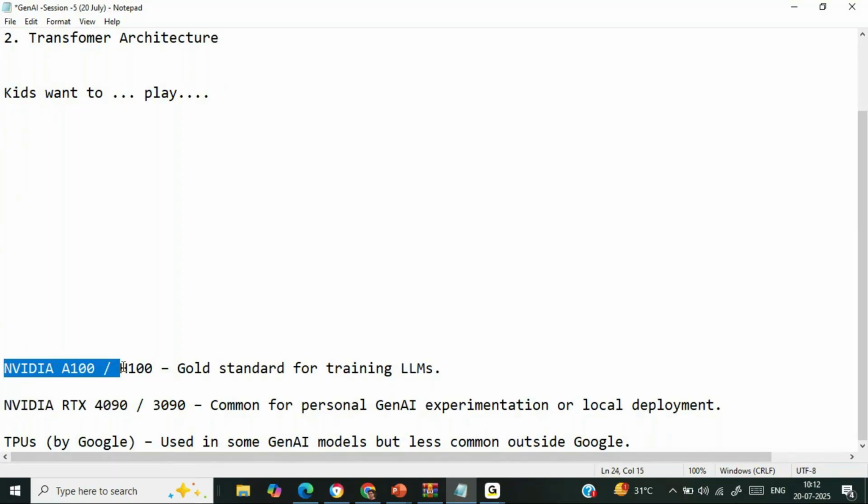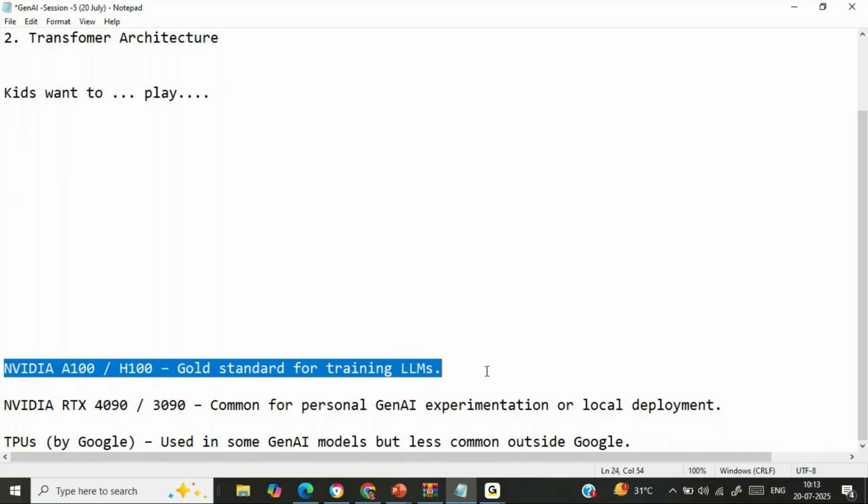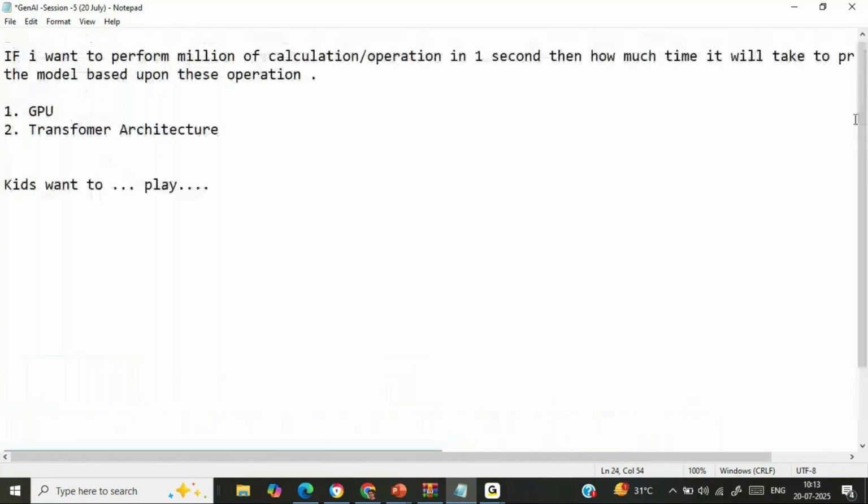Because of this advancement, or this particular infra, we are able to have the pre-training. If billions of operations are happening, I will be able to process them in 1 second, and that is possible because of the GPU architecture or GPU infra that we have.